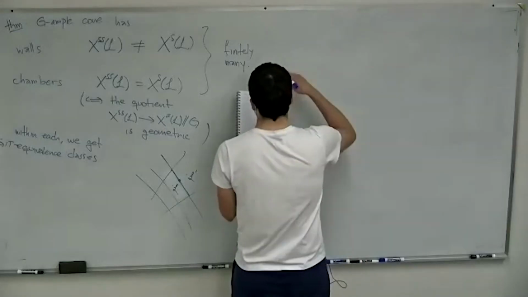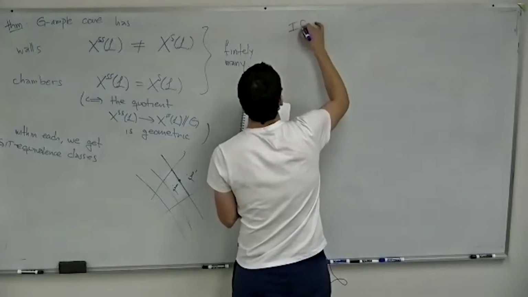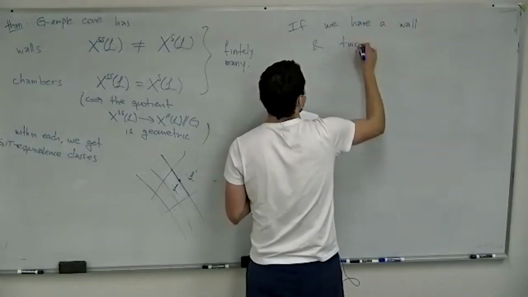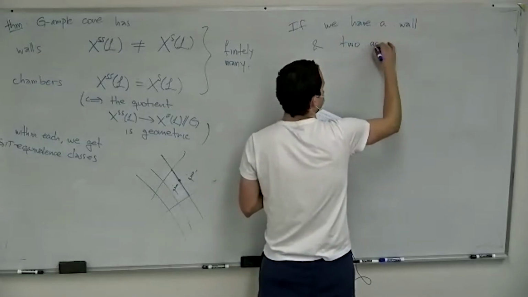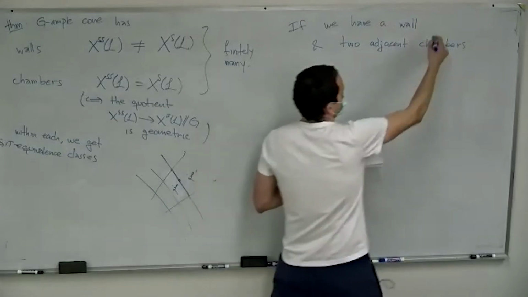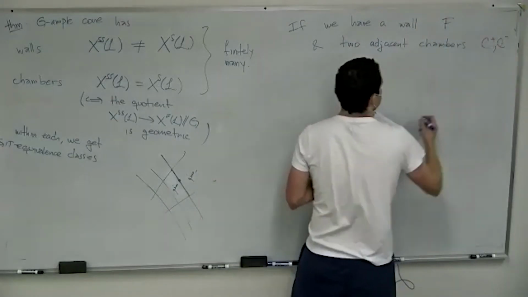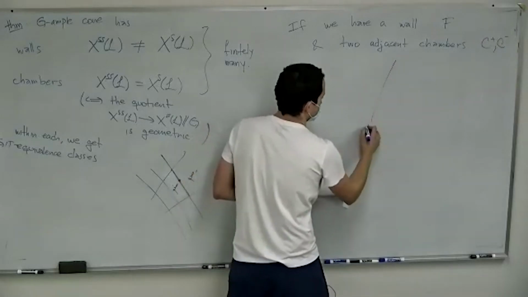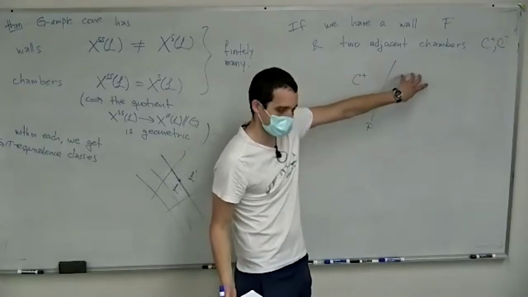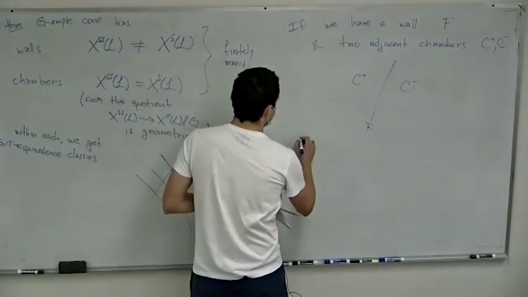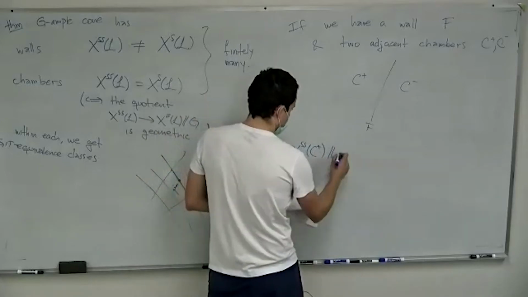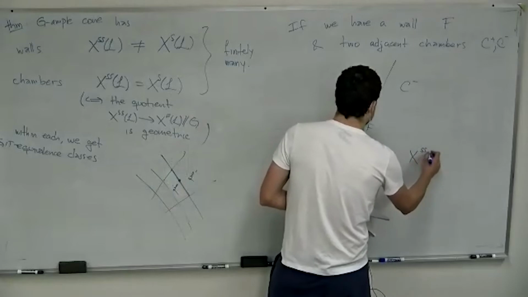And every time you have a wall, let's say with two adjacent chambers, one on either side of the wall, let's say that the wall is F and the chambers are C plus, C minus. Here's F, here is C plus, C minus. Whatever linearization I choose here gives me the same quotient, and whatever linearization I choose here gives me the same. And those would give me quotients X, I'm going to write it like this, and like this.